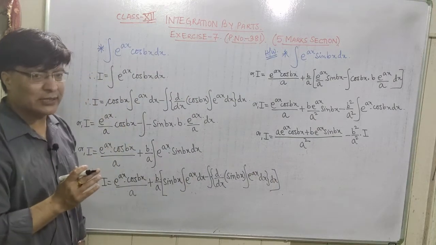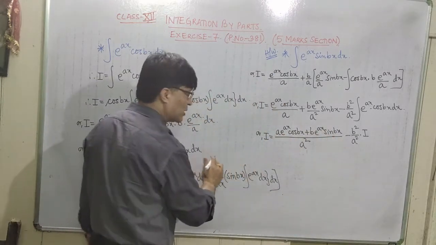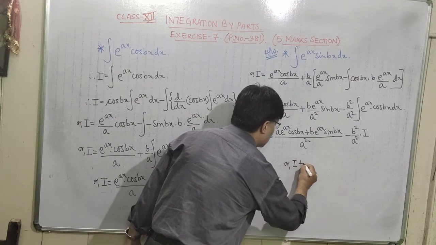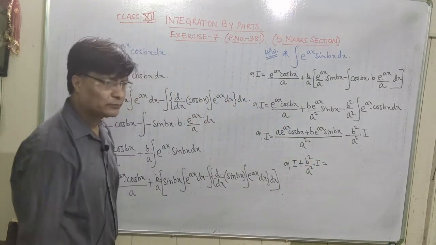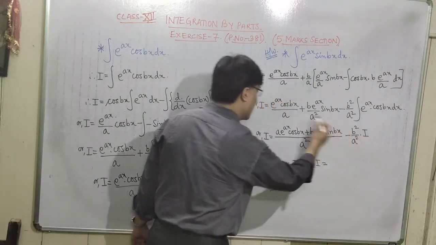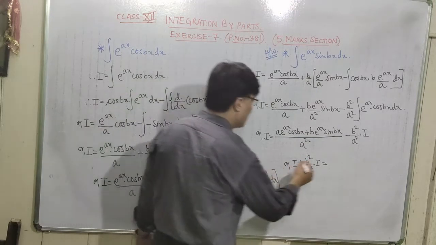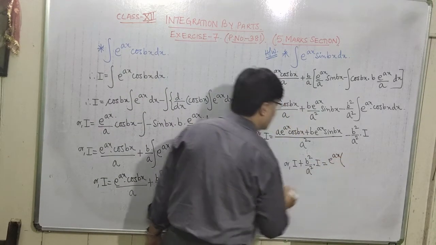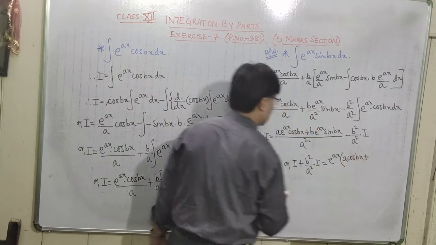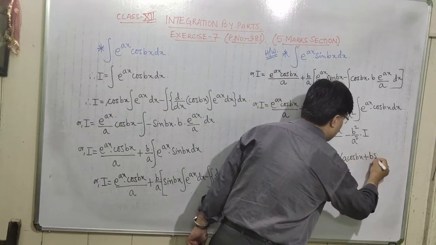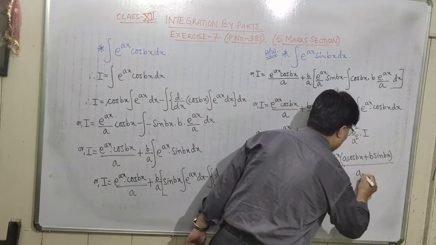Now in this case you have to get the value of I. So let us keep the terms containing I on the left hand side. So I plus b square by a square into I is equal to, so this minus b square by a square into I is taken to the left hand side, so it is plus sign. Now there is something common here. What is common here? e to the power ax is common here, so within the bracket what do we get? a cos bx plus b sin bx, right? So this whole divided by a square.